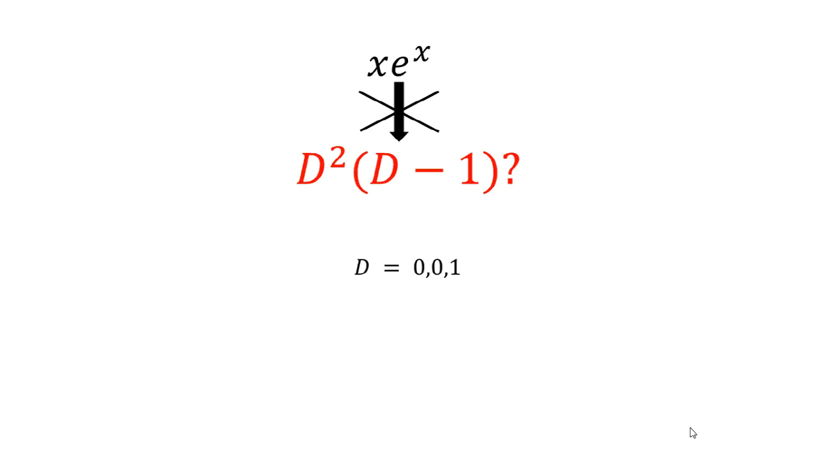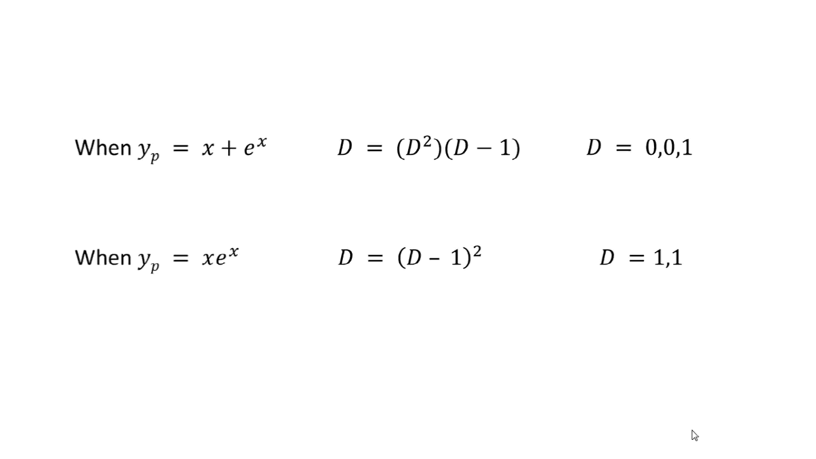Question. Why is x e to the power of x not set up as D squared times D minus 1? If it's so, then our solution of D will become 0, 0, 1. No, Bob. The annihilator operator should be set up as D minus 1 to the power of 2. That's because the y particular, yp, is x times e to the power of x, not x plus e to the power of x. Oh, okay. I understand now.